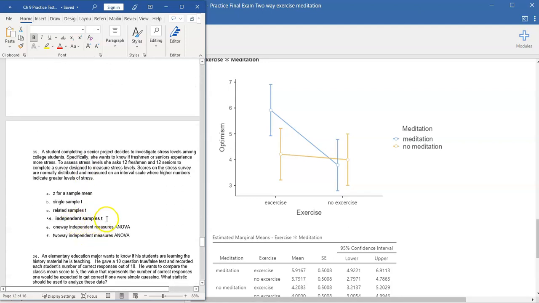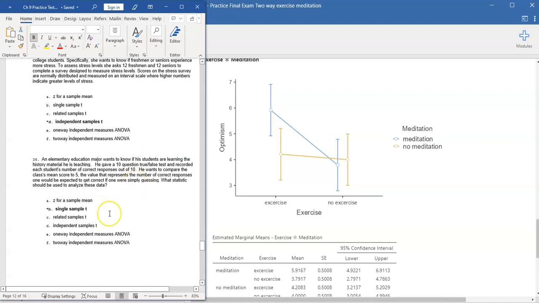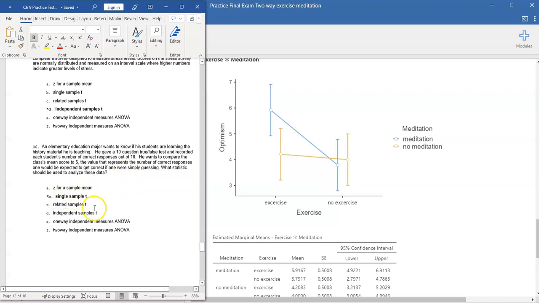Again, independent samples T is going to be comparing 2 groups, and that's what's reflected in this example. A single sample T is going to have 1 group that you're comparing to some value of interest. Here, the number is the mean score of 5. And so you're comparing one sample mean to a score of 5. And in this case, you don't know the population standard deviation for the dependent variable, so you're going to want to use a single sample T.